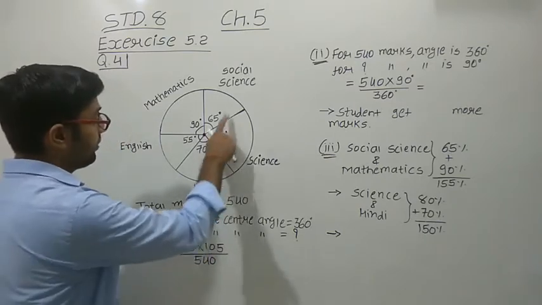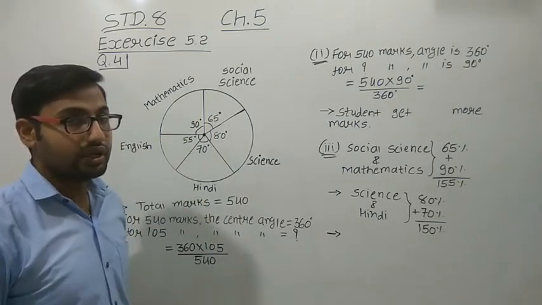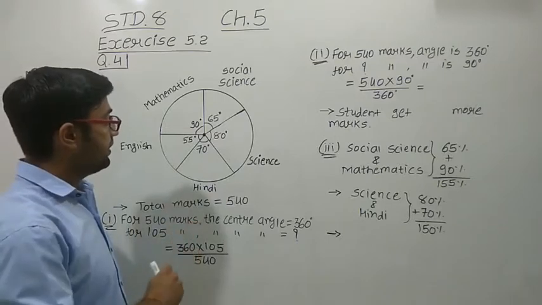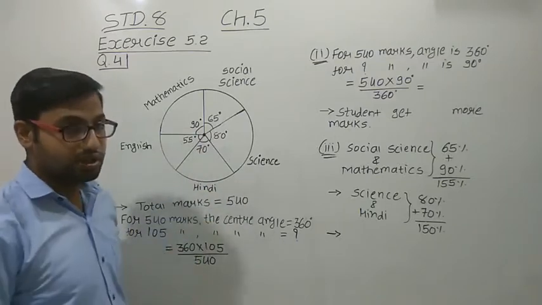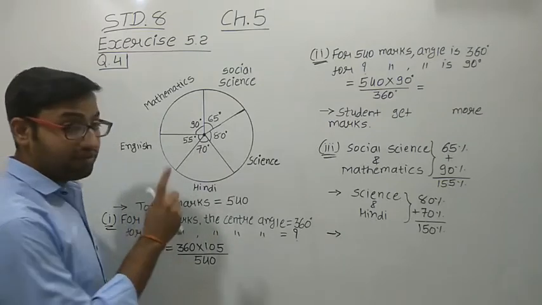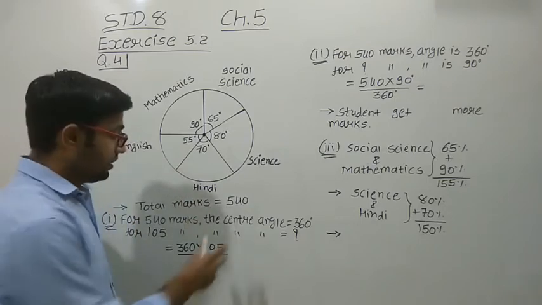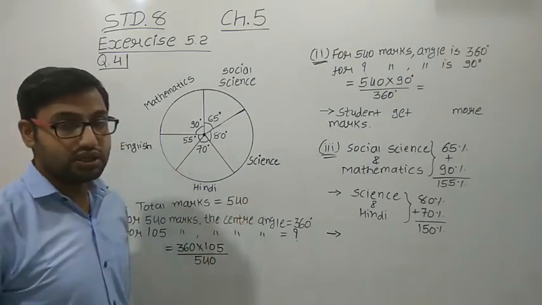Here we have given only the degrees. We have not given the marks. So how can we calculate this? See, we have given in the hint that the total central angle is 360 degrees. So we can use that here. Also, one thing we have given is that the total marks is equal to 540. The total marks obtained by the student is 540.